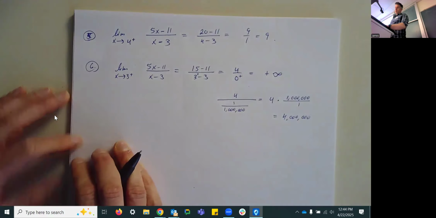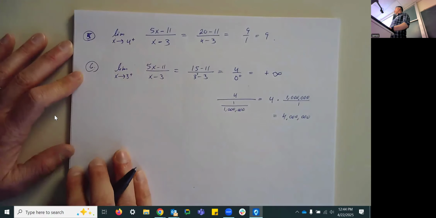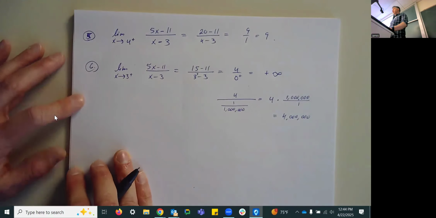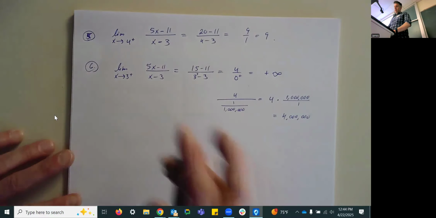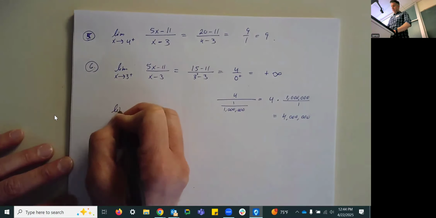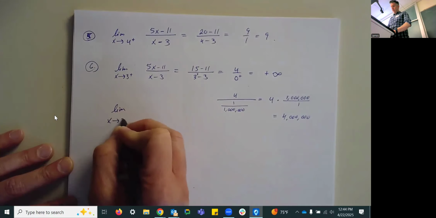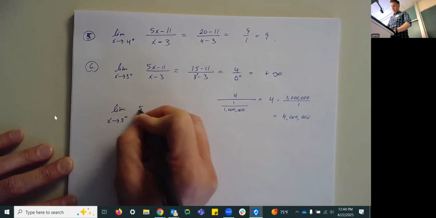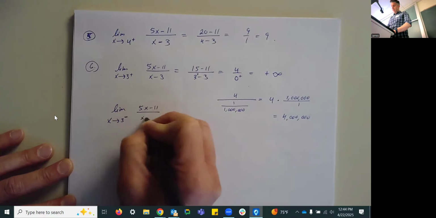This expression is getting super duper large as we get close to 3 from the right-hand side. And the second, we'll say something graphically. Let's look at the other side of 3. The limit as x approaches 3 from the left of (5x minus 11) over (x minus 3).